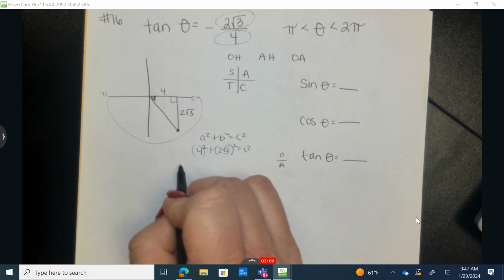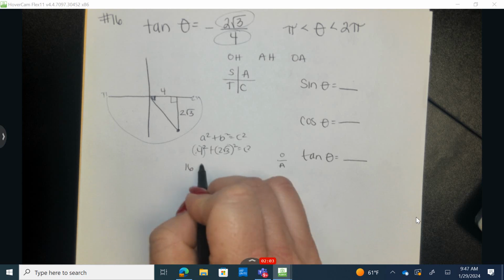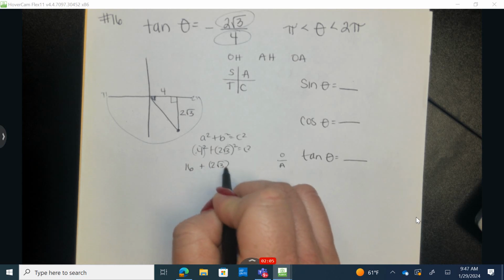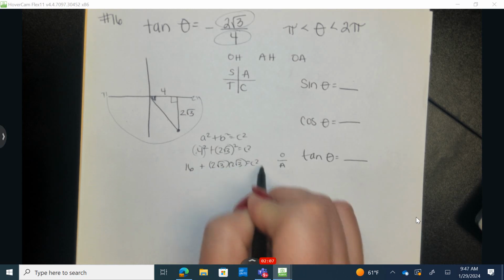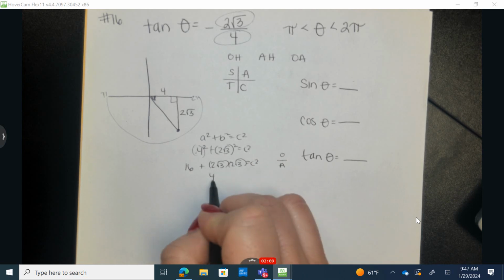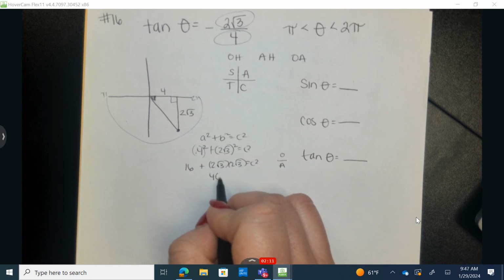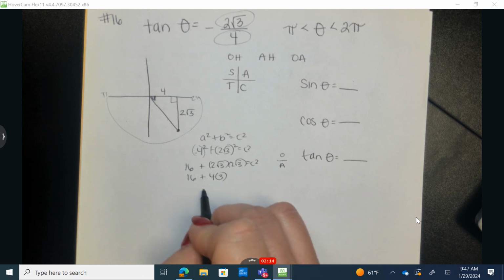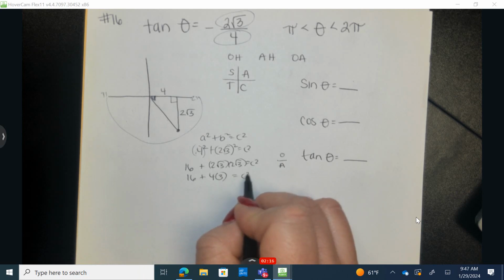So I'm going to expand those out. 4 times 4 is the obvious 16. And I'm going to write this down twice to ensure that we don't make any simple mistakes. 2 times 2 is 4. The square root of 3 times the square root of 3 would be the square root of 9, which is simply 3. And now I have 16 plus 12. Well, 16 plus 12 is 28.